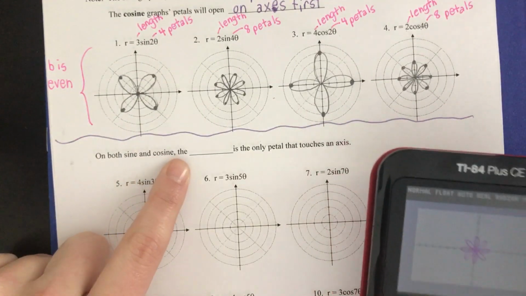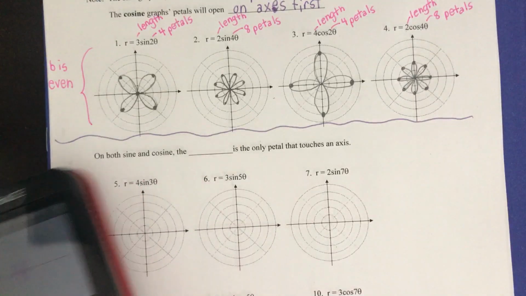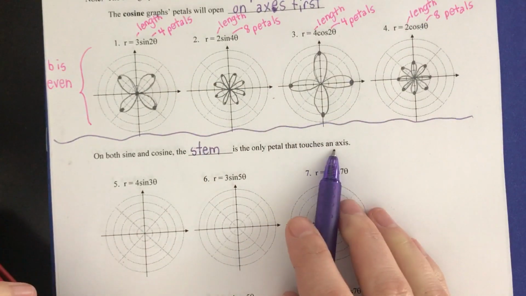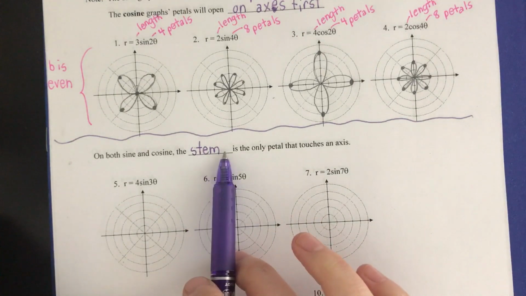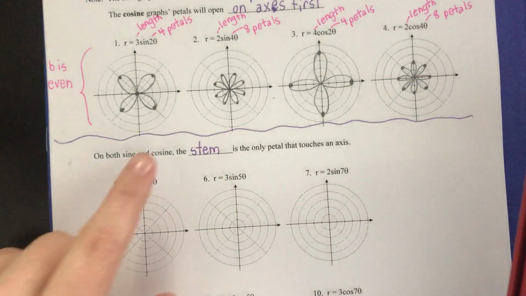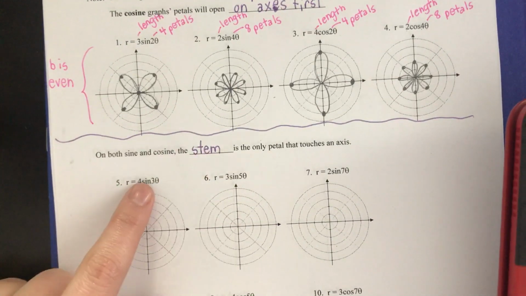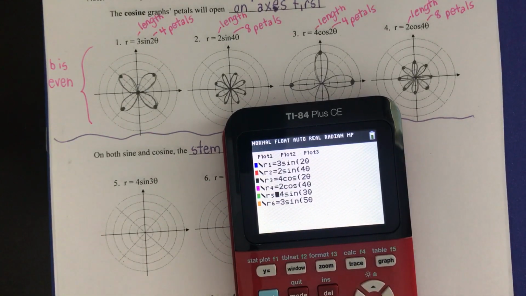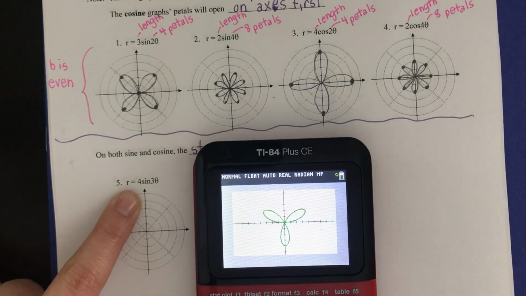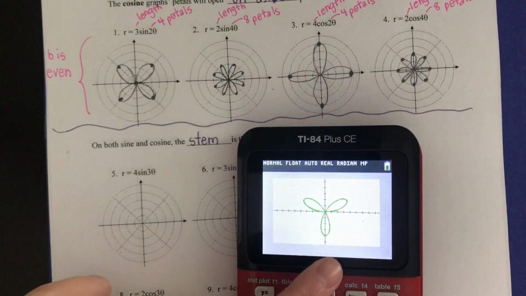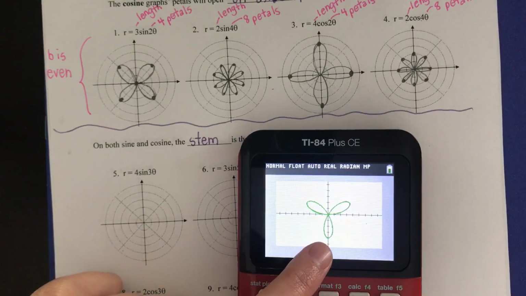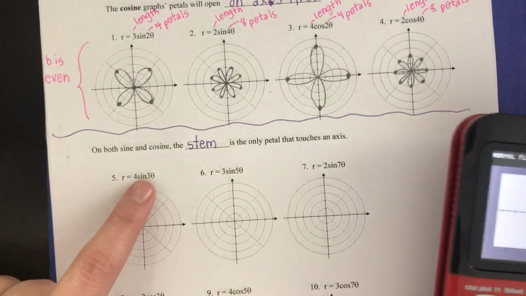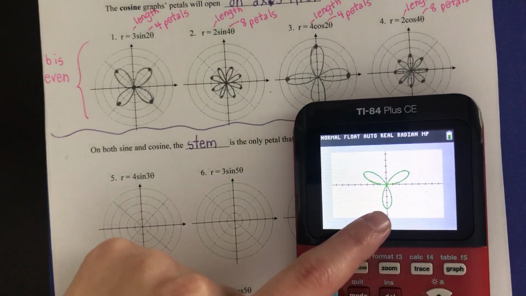On both sine and cosine, the stem is the only petal that touches an axis, but more specifically, this is for when that B value is odd. So let's graph this first graph here. Notice we only have 1 petal that touches the axis, and this is going to be true for all of your odd B value graphs. This is called the stem.